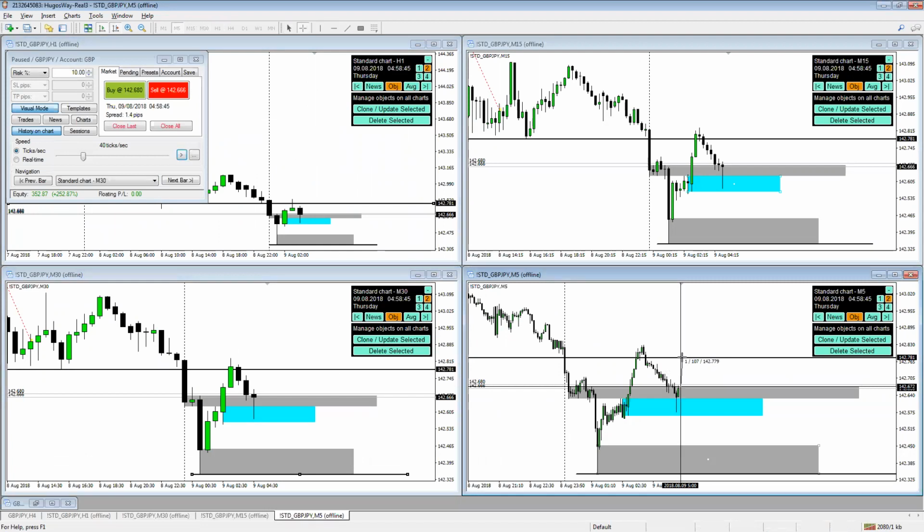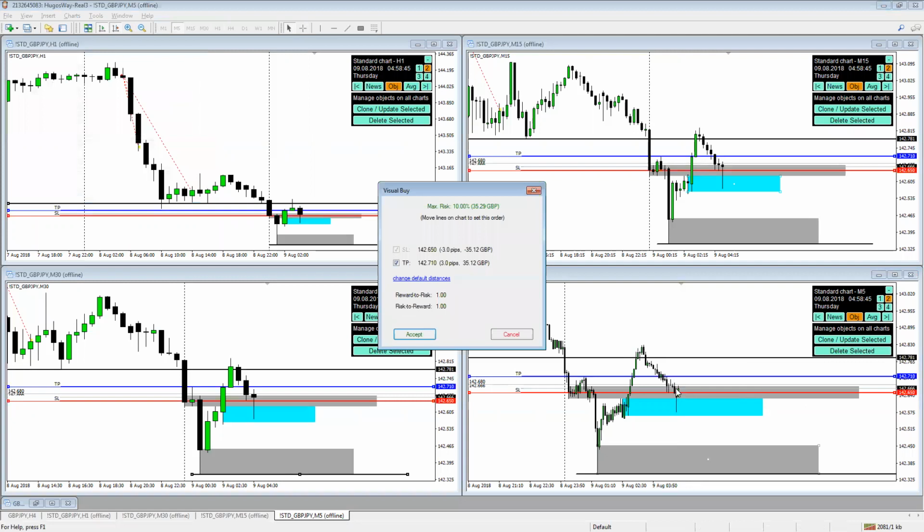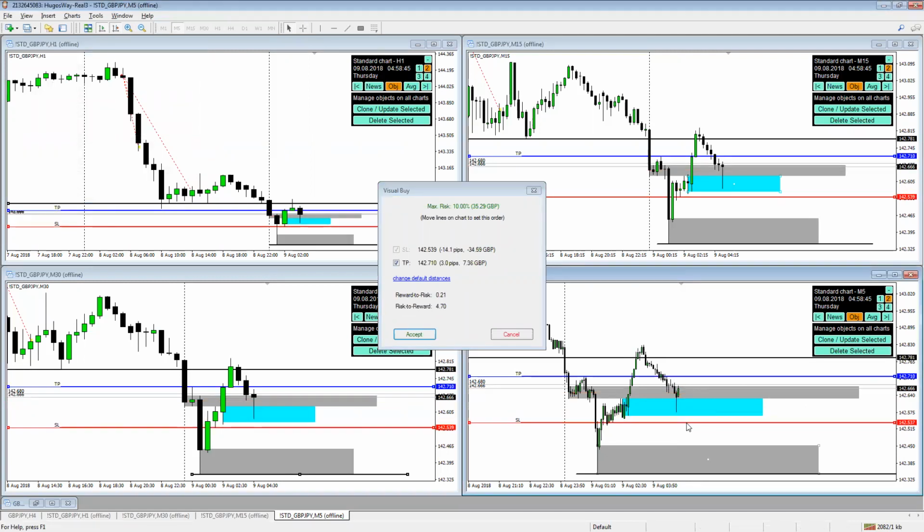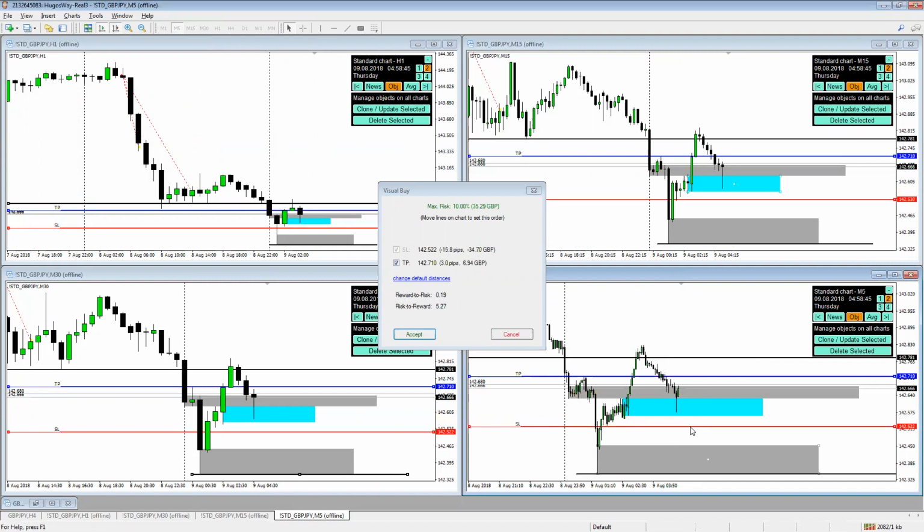I'm going to take a buy, and I'm going to break even right away after it reaches this zone. This is 10 here.